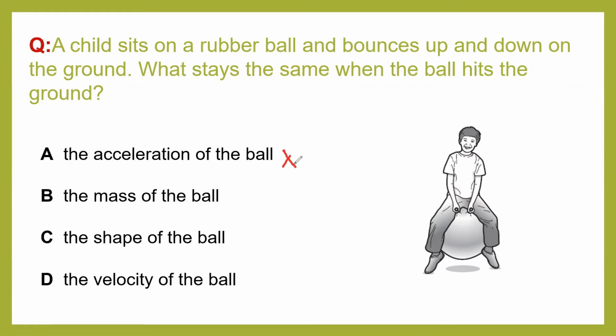The mass of the ball, yes, mass stays the same everywhere, so that can stay the same. The shape of the ball, that's not possible, even the shape is changing, deforming. And the velocity of the ball, as direction is changing, so velocity is also changing, so the correct answer is only B.